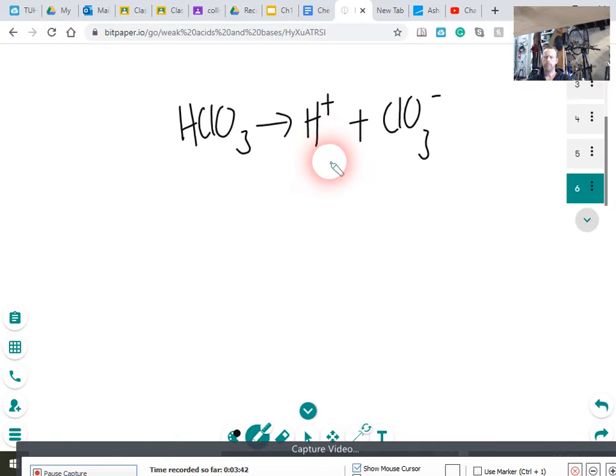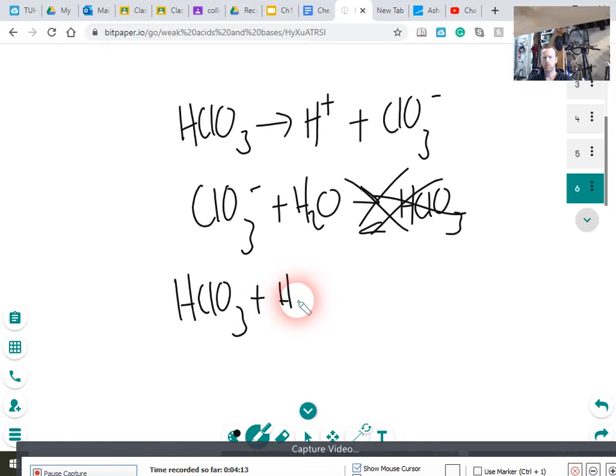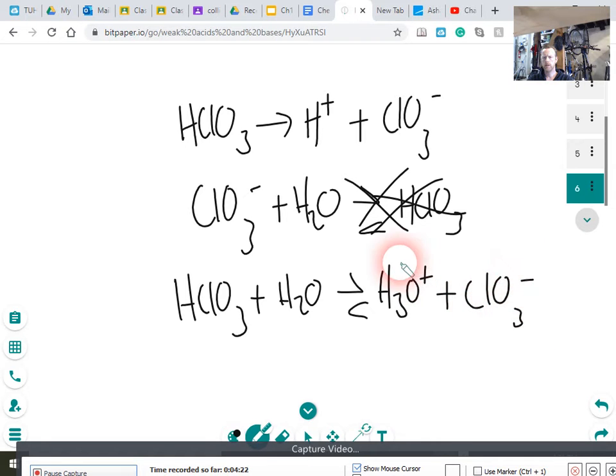So yeah, like this does not do this. When it hits water, it is not able to steal anything from it to go back to the HClO3. That doesn't happen, right? When these have a tug of war, this wins, right? That's why it won before, because what did it do? As soon as the HClO3 hit the water, that happened, plus ClO3 minus.